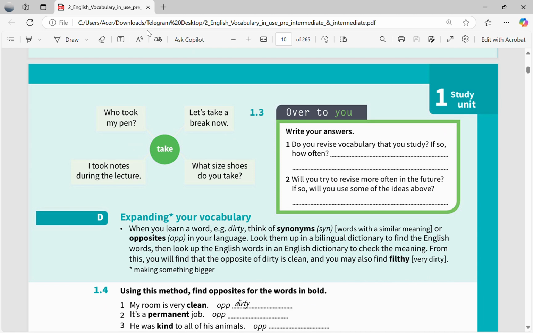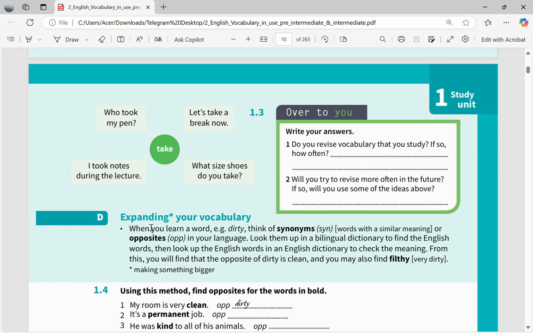So here are some different examples of take. Who took my pen? I took notes during the lecture. Let's take a break now. What size shoes do you take?